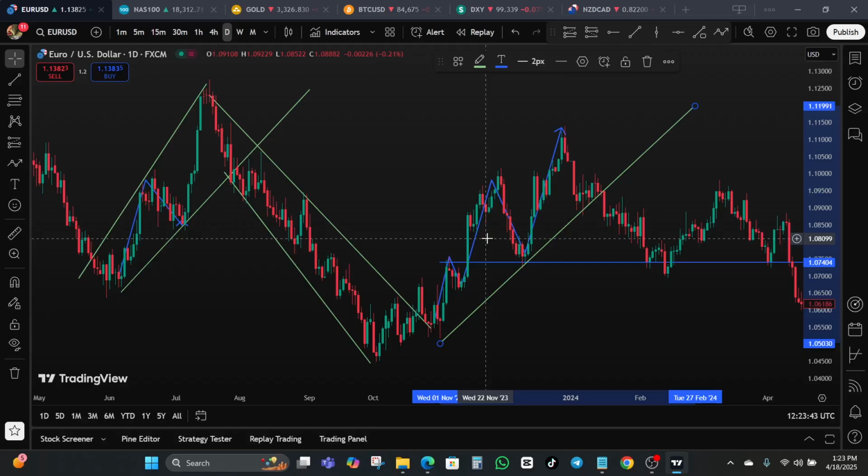If price is going to pull back, it should not go below the previous low. That's for an uptrend. If it's a downtrend, if price should pull back, it should not go above the previous high. So that is a retracement.